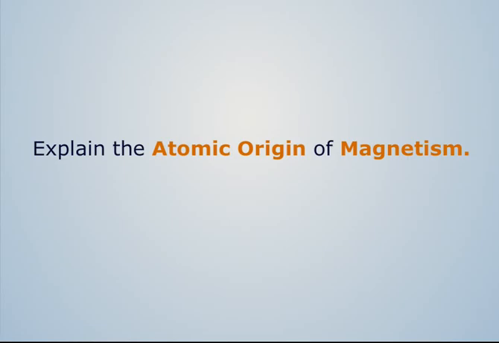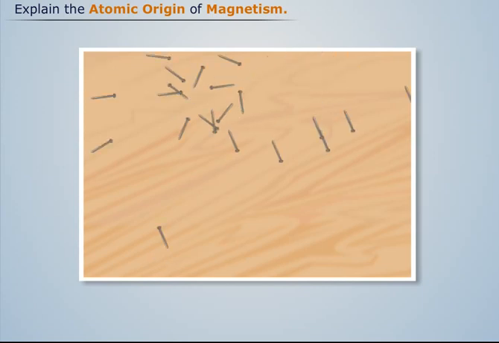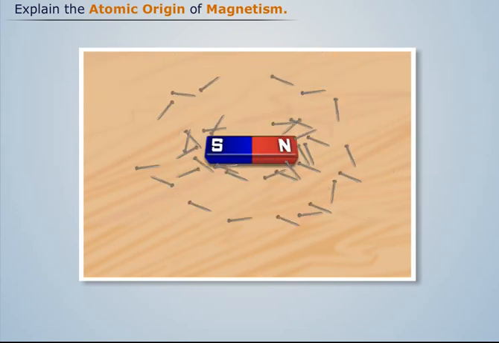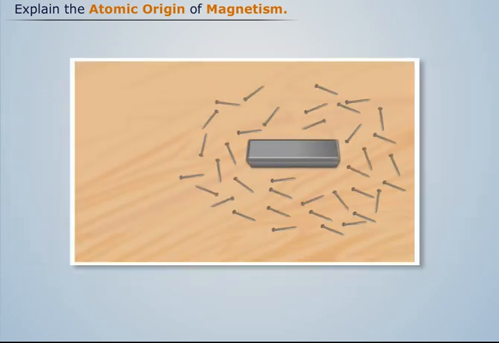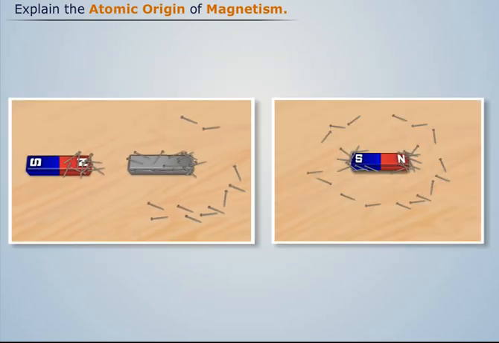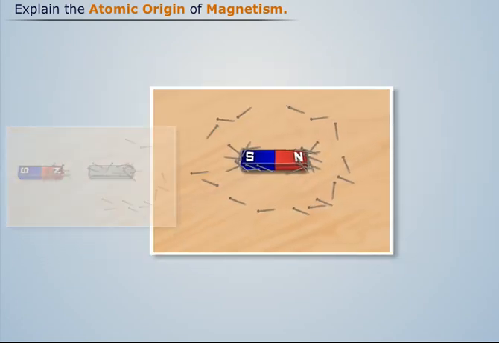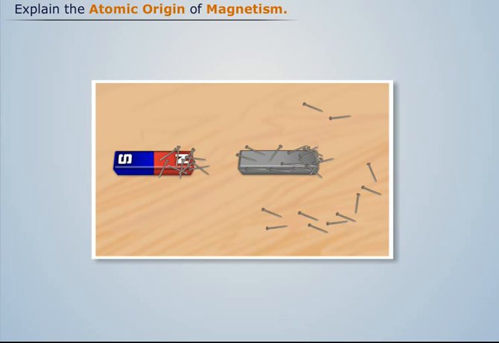Explain the atomic origin of magnetism. We know that certain materials behave like a magnet without any influence of external magnetic field. And certain materials behave like a magnet only when an external magnetic field is applied on them. So why is it that some materials behave as a permanent magnet, and some materials show the property of magnetism only when an external magnetic field is applied on them?